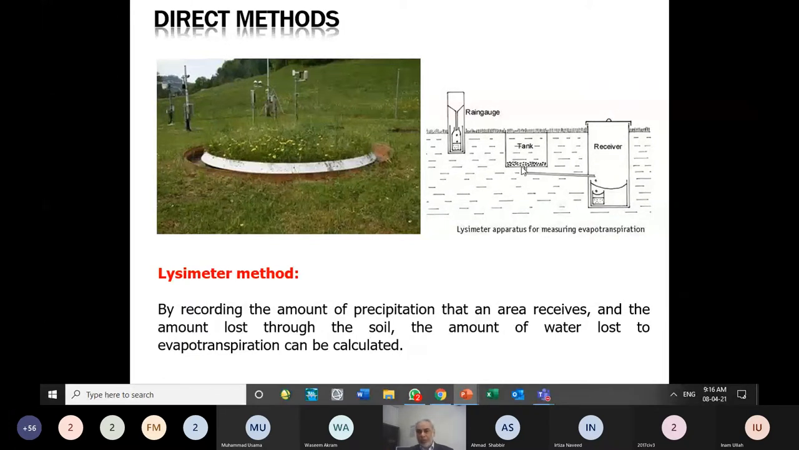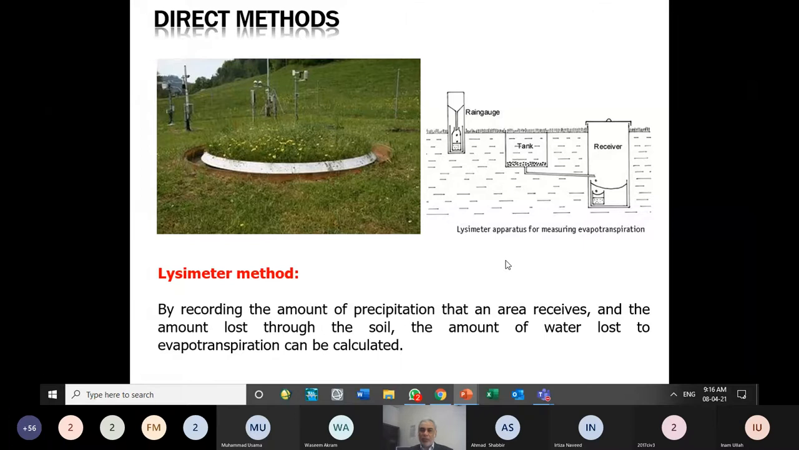So construction of the lysimeter you have seen. Usually along with the lysimeter, we have other climatic factor measurement instruments. At least a rain gauge is necessary so that we know how much rain is coming to this lysimeter. So a rain gauge must be there, and a measuring cylinder or measuring instrument should be there, so that we can measure the deep percolation.